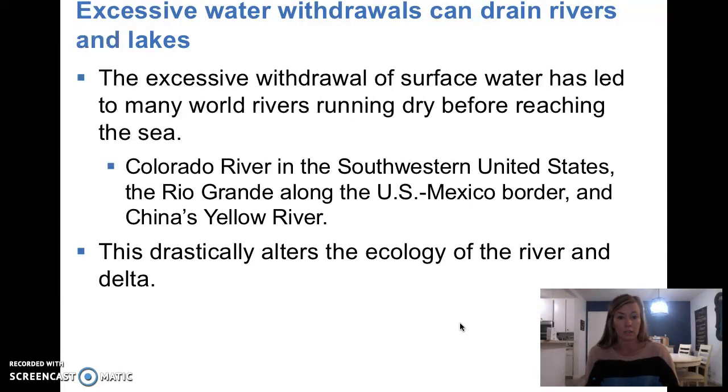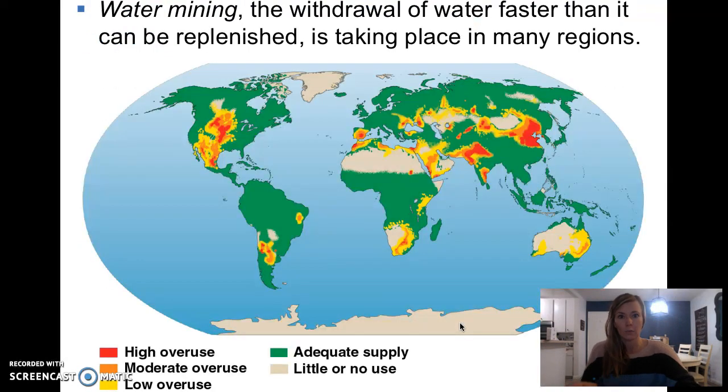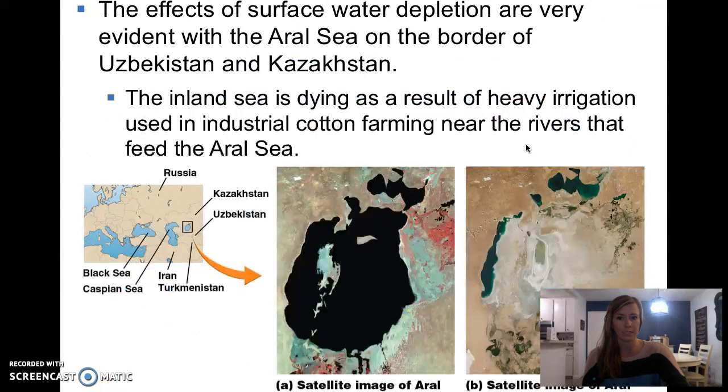This drastically alters the ecology of the river and the delta, the land around the river. Water mining, which is a withdrawal of water faster than it can be replenished, is taking place in many regions. You can see heavily in the United States right here, especially with us, we're highly overusing the water. Then we see adequate supply in a lot of places. 15 to 35% of water withdrawal is unsustainable, meaning that we're taking it out faster than it can be returned. The aquifers are being depleted, and the California agricultural region farmers are mining the groundwater, and that's why it's being taken out so much.